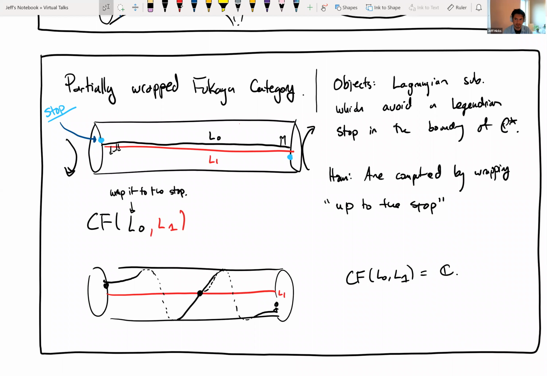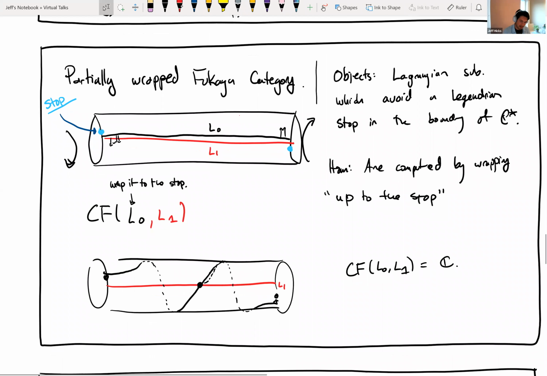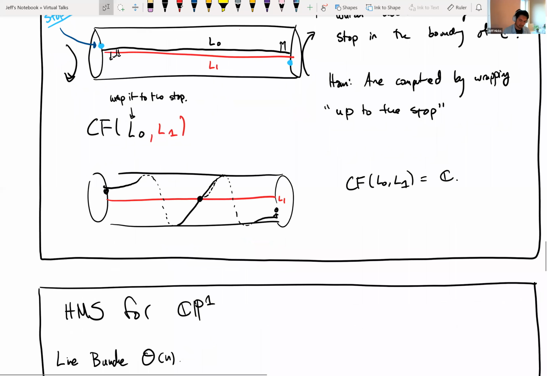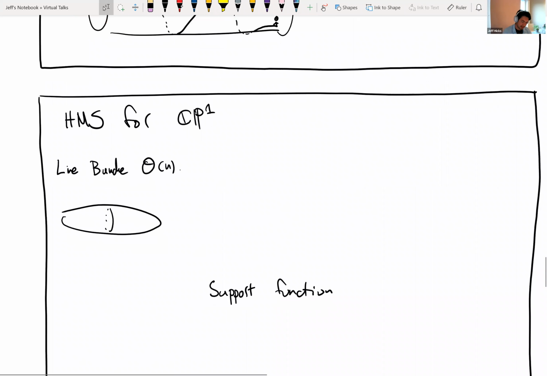Any questions about this picture? We're going to have a break in 3 minutes. Yeah, great. I have just one or two more slides, and then we'll be at a good place for a break.